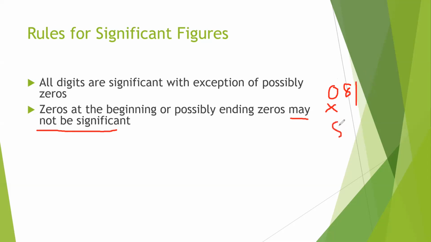But if it's in the middle of a number like 801, the 0 is significant, as well as the 8 and 1. So we only consider zeros not significant if they're at the beginning of a number or at the end of the number. That's the only time.